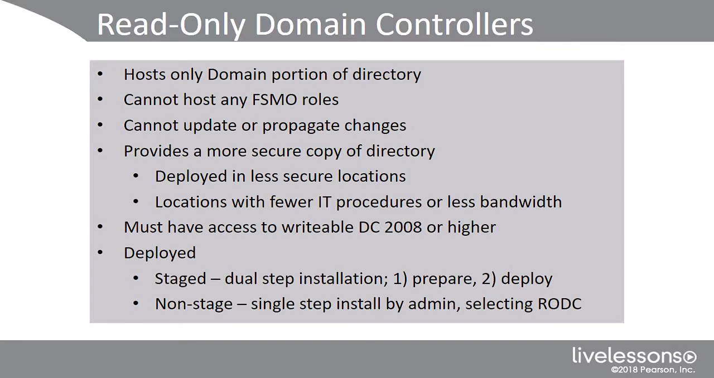Why would I use this? Because I want a more secure copy of our Active Directory. So I would deploy this in less secure locations, and if I have a location with fewer IT procedures and minimal bandwidth. Because if we have minimal bandwidth, we don't want to be consumed by the Active Directory replication. The RODC must have access to a writable DC, and this writable DC has to be at least 2008 or higher. And it can be deployed in a couple different ways. A staged approach, where someone with the ADDS domain administrator rights performs that first stage by creating an account in the directory for the RODC, and we can use that account to execute the installation in the second stage.